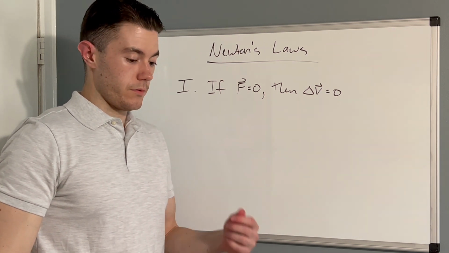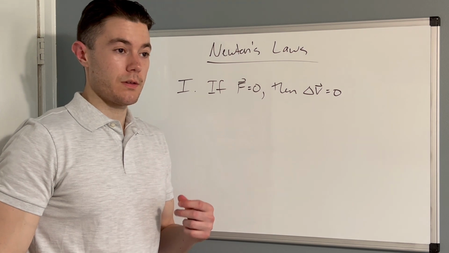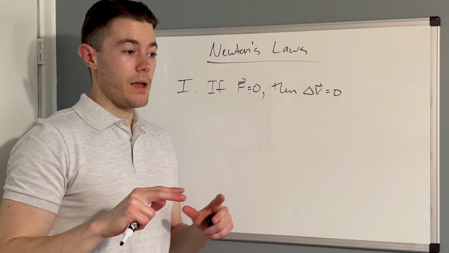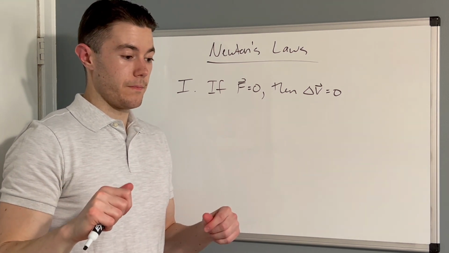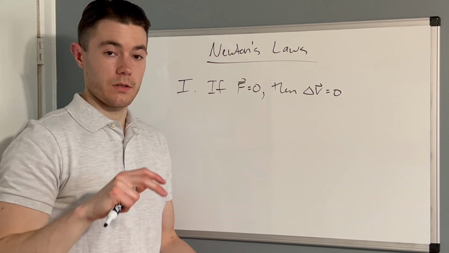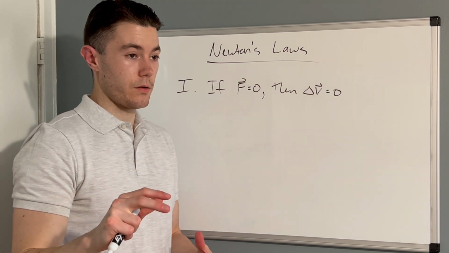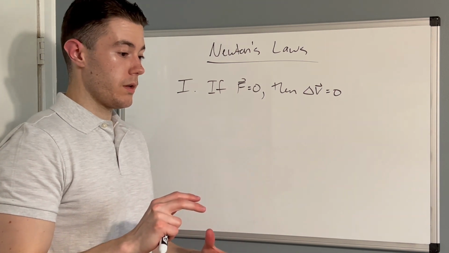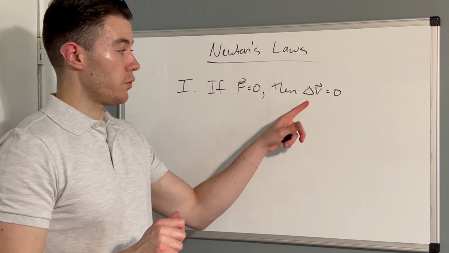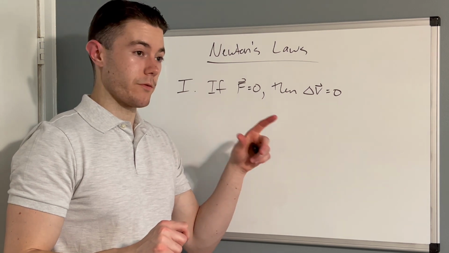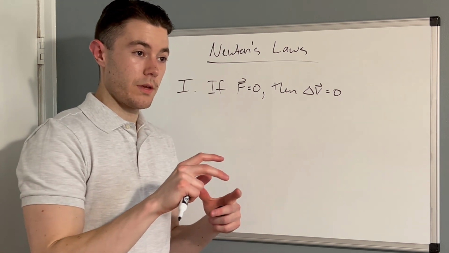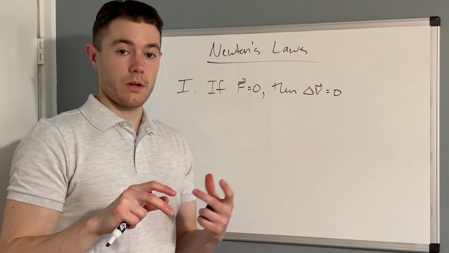So if there's a rock floating through space and it never hits any other rocks, never comes into contact with anything else, never enters a gravitational field, then the magnitude and the direction of its velocity will never change. So whatever speed it was going with is the speed and direction that it will continue going with.